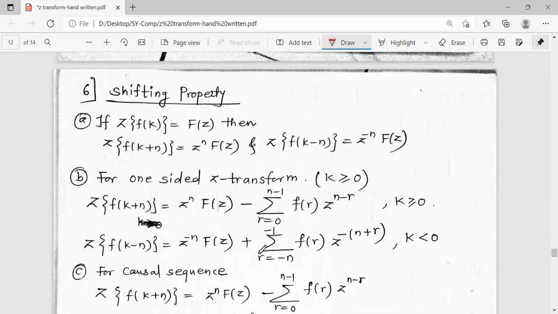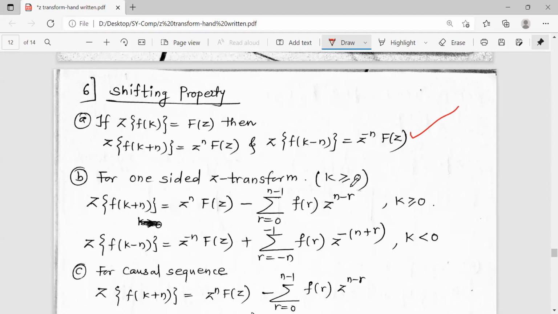Then there is the shifting property which is used. F of k plus n is equal to z raised to n f of z. F of k minus n is z raised to minus n f of z. Shifting means that k is shifted to k plus n and k is shifted to k minus n, in some term before and some term after that k. So that gives you the answer as z raised to n into this thing.